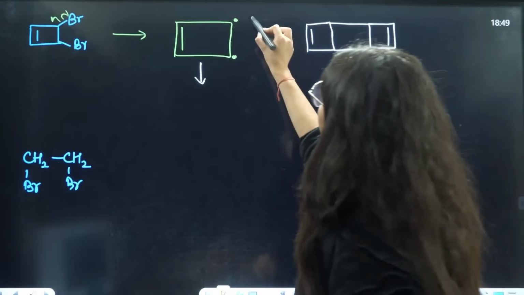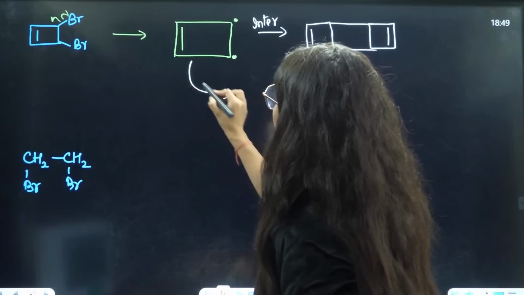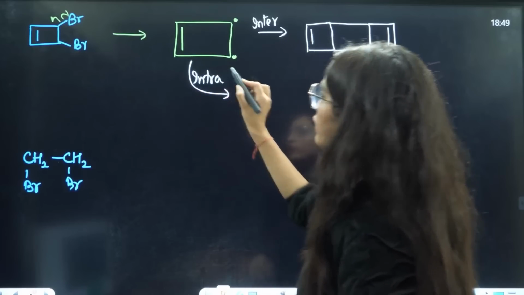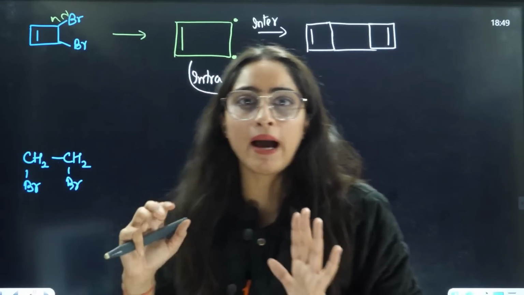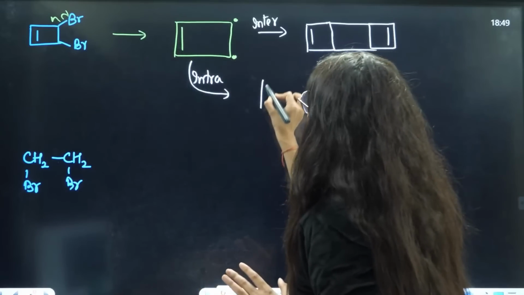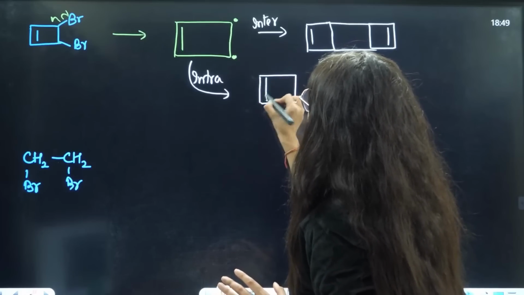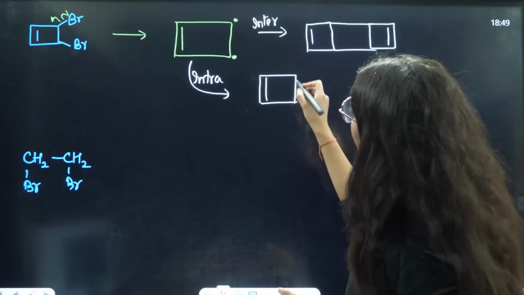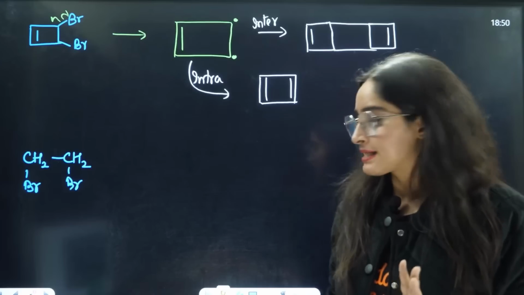This is by intermolecular. What about intramolecular? When, within the molecule, these two free radicals combine with each other, then they will form something like this. Can you see? These two free radicals will combine and form a bond here, right?